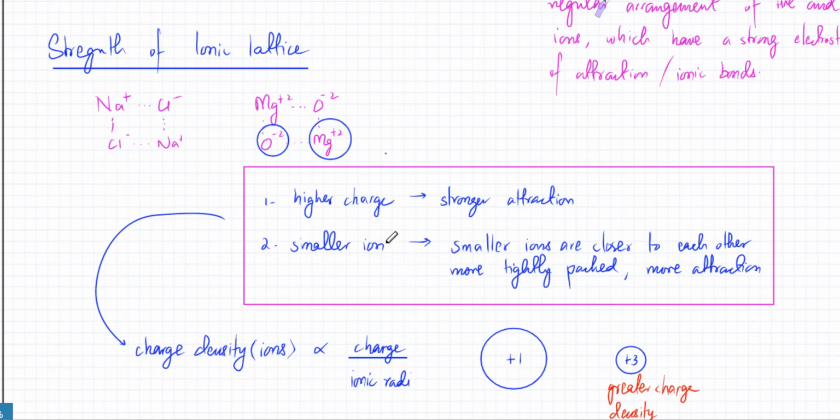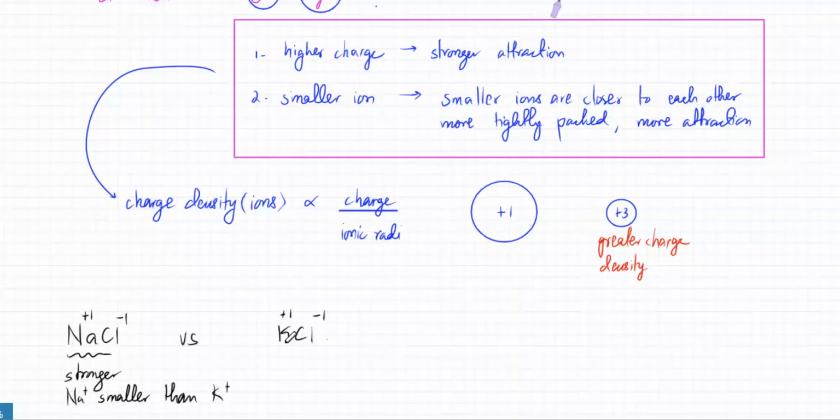Smaller ions are more tightly packed. They're more closely packed. So smaller ions are closer to each other, which also leads to more attraction. So together you can call this charge density. Charge density, for an ion, is you have greater charge on a smaller ion. So the charge is going to be a lot more, it's going to exert a lot more force. So ionic lattices which have ions with greater charge density are a lot stronger.